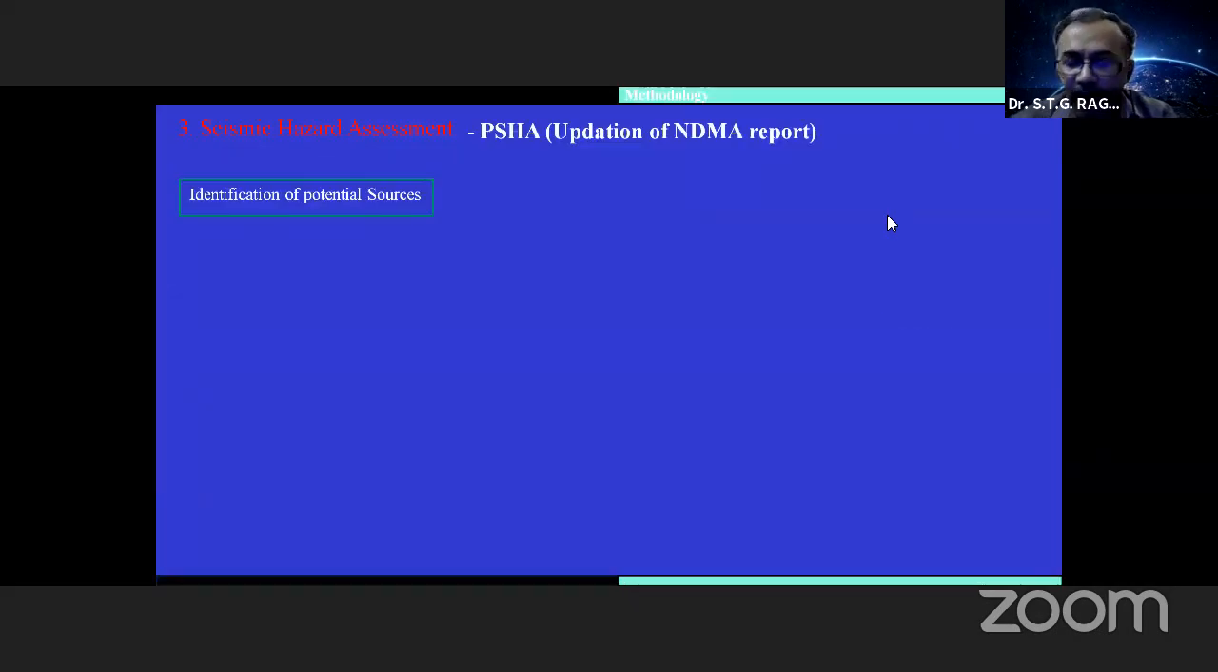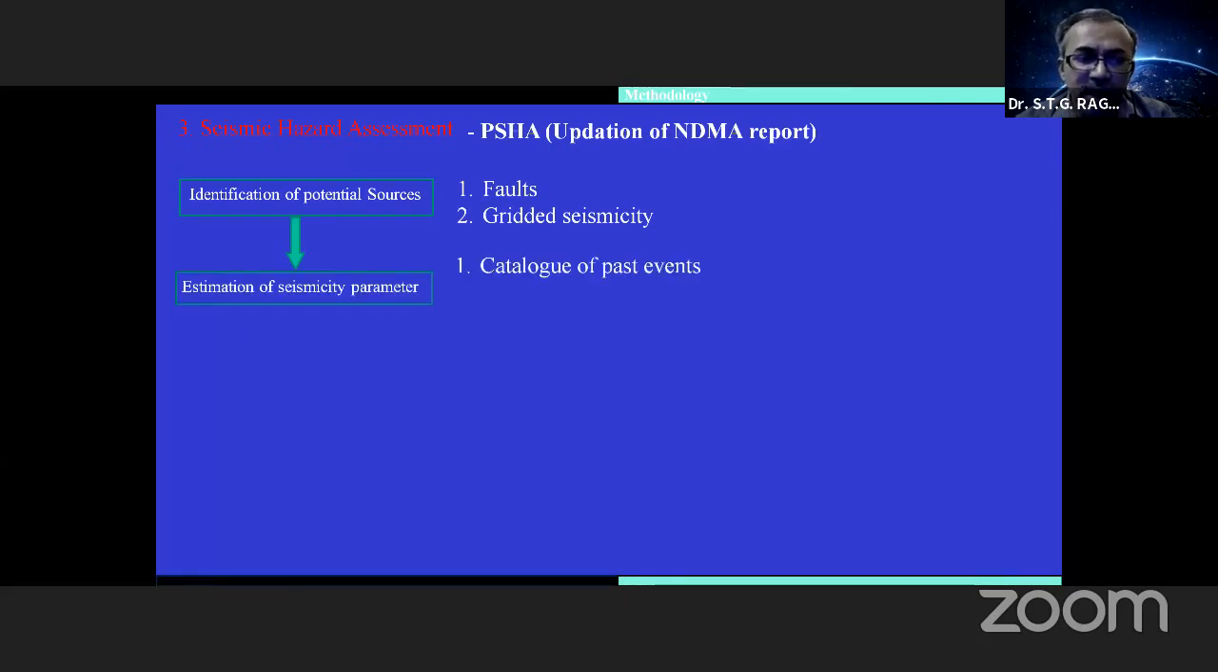Now to compute the seismic hazard map of our country, these are the following steps. The first step is identification of all the potential sources in our country. Then the estimation of the seismicity parameters, that means this a and b value, the Gutenberg-Richter parameters for all these zones.